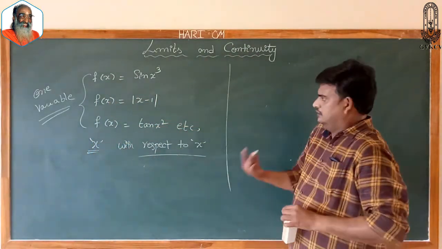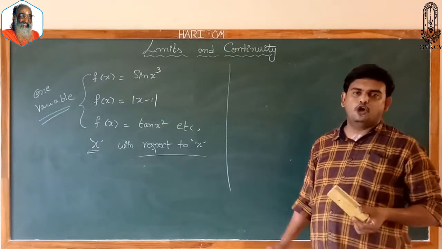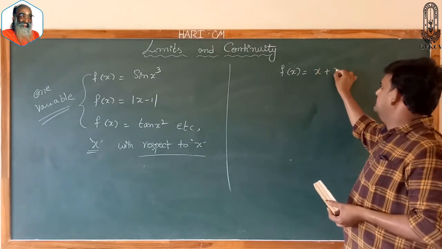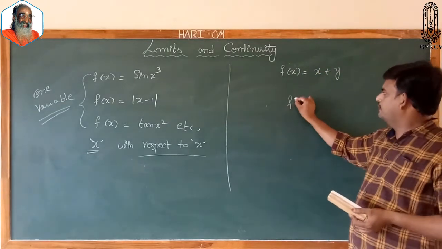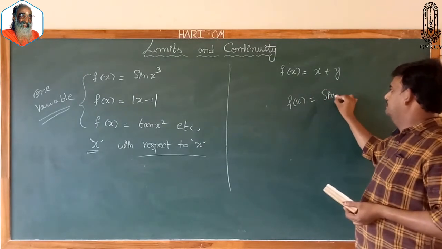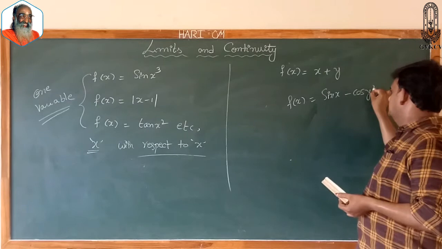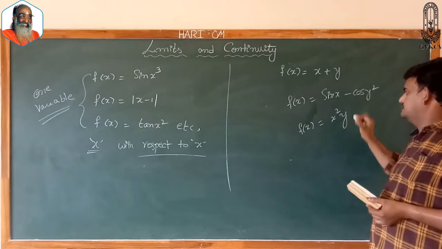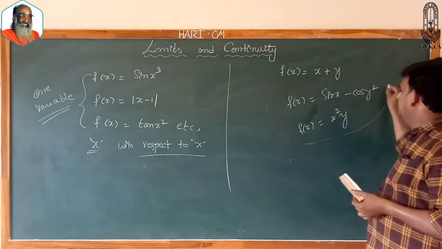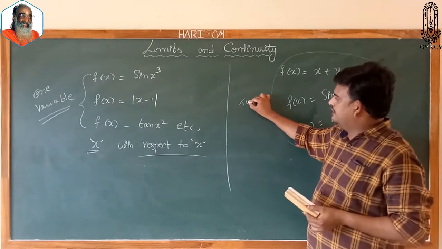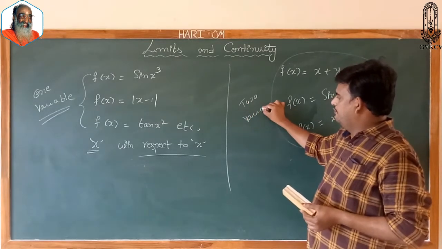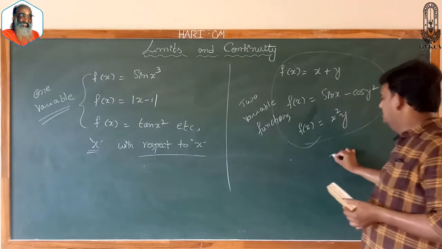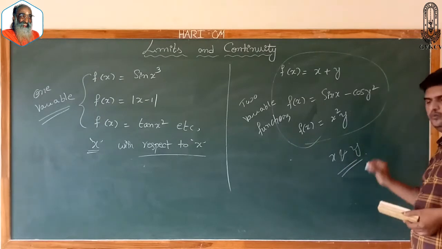Now we are going to discuss another new concept. For example, f of x is equal to x plus y. f of x is equal to sin x minus cos y square. f of x is equal to x square into y. Like that, we have 2 variable functions. So what are the variables we have? We have the variables x and y.